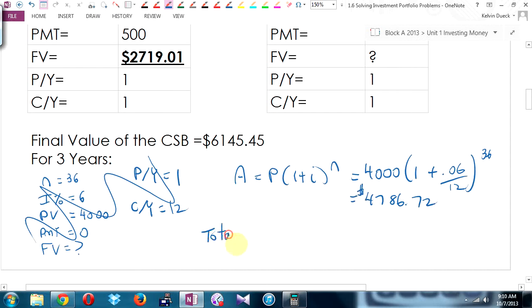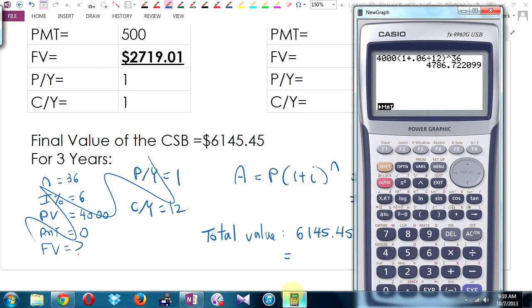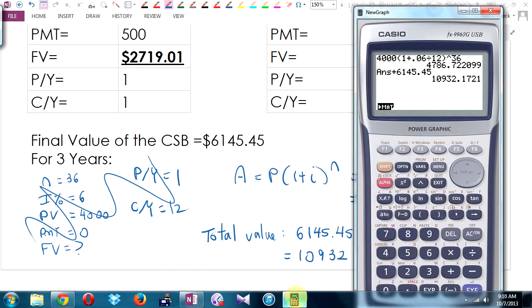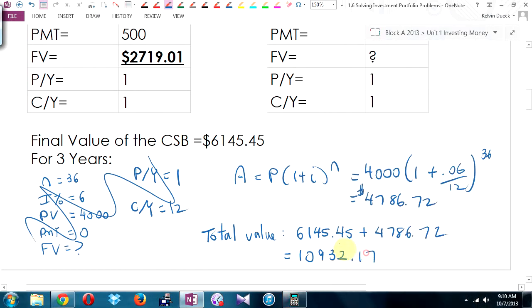So the total value, $6,145.45 plus $4,786.72. It looks like she's going to end up with $10,932.17.